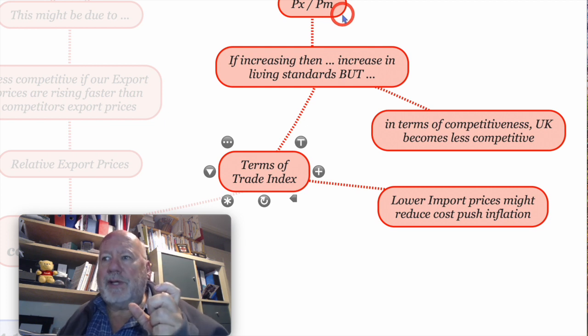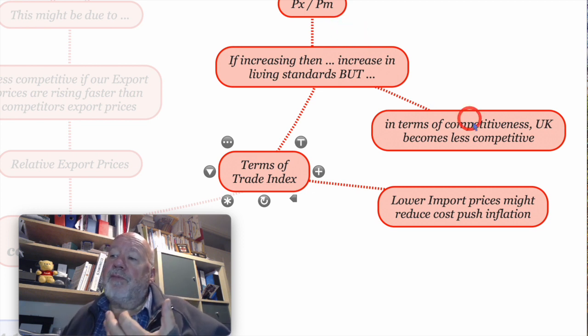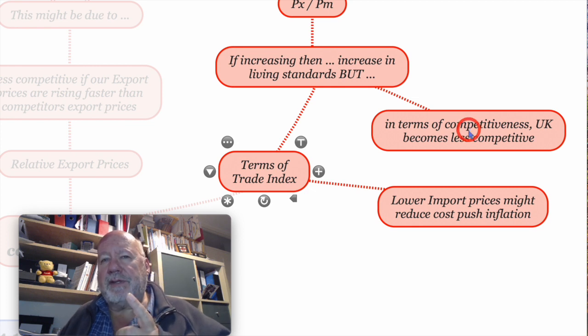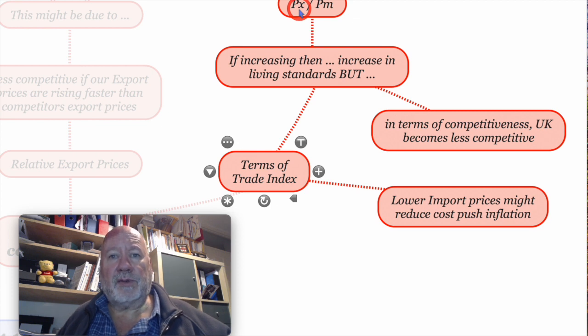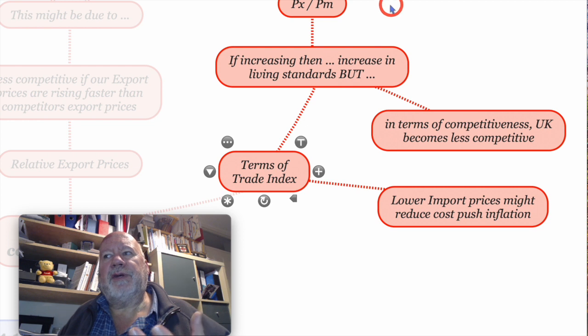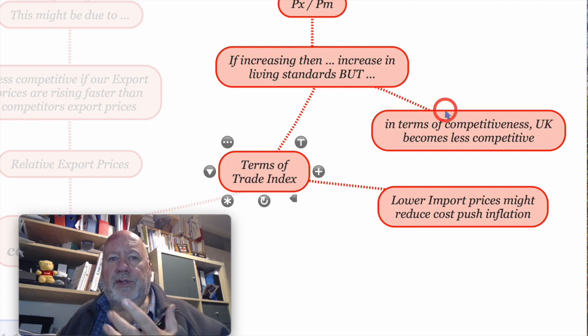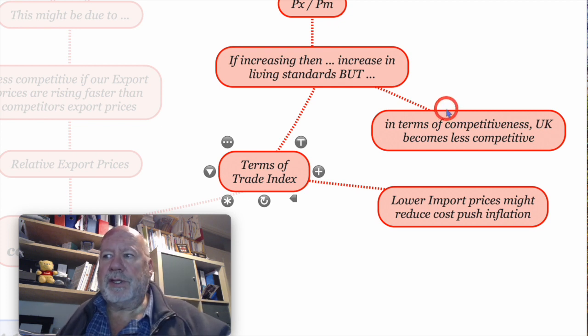So whichever way you look at it, our standard of living, the number of goods and services we've got in the economy, would actually increase. But in terms of competitiveness, remember, the UK becomes less competitive because the price of our exports is rising, which is going to cause a fall in the demand for our exports. So the idea about living standards is always on the basis that there's no change in the quantity, whereas when you're doing the terms of trade, you need to think about the change in the quantity.